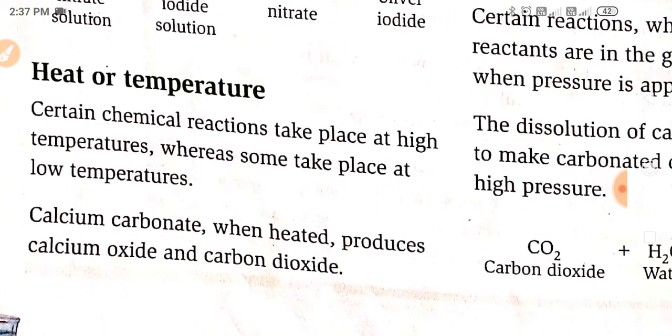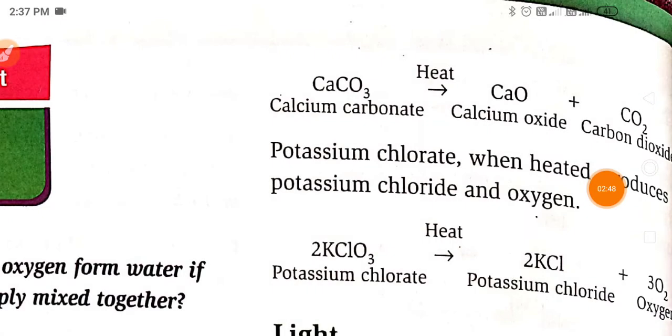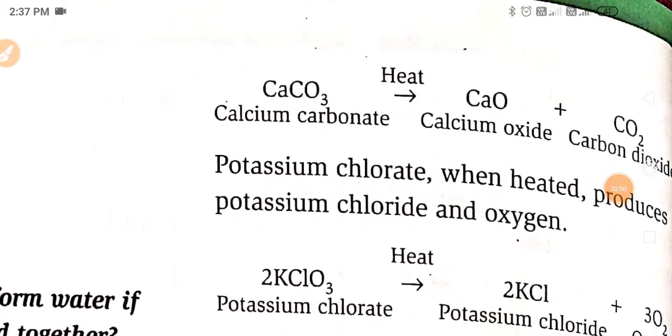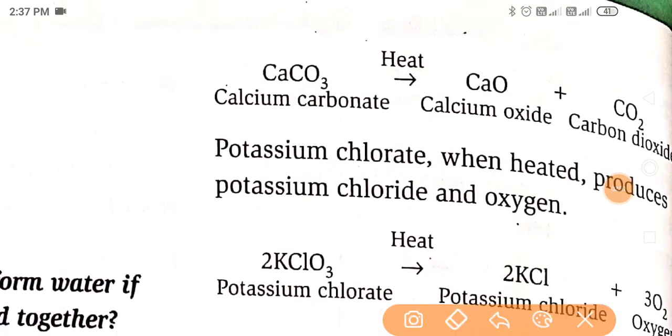Next condition is heat or temperature. Certain chemical reactions take place at high temperatures, whereas some take place at low temperatures. Calcium carbonate, when heated, produces calcium oxide and carbon dioxide. So, if you see, when calcium carbonate is heated, it forms calcium oxide and carbon dioxide.